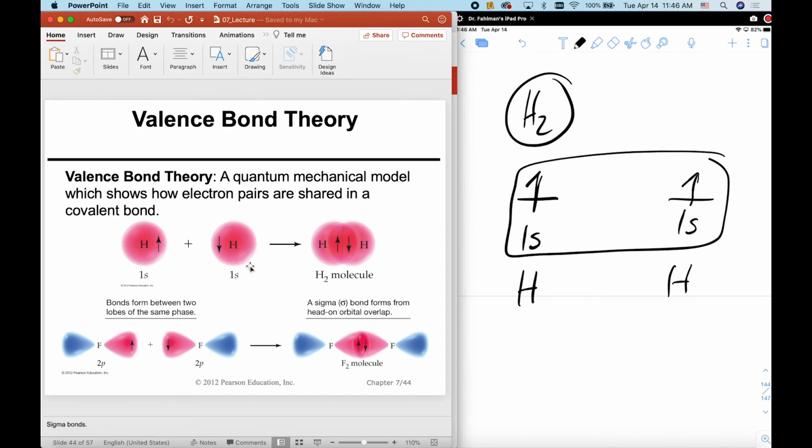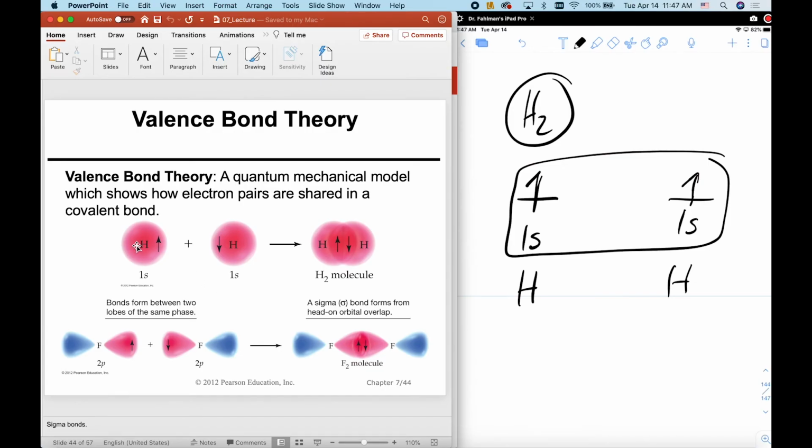Okay, so 1s orbitals are these spheres, and so we pair them up. We've got an electron spin up, and then the other can spin down so that those electrons are paired, and it forms a bond. You've got 2 electrons in between those 2 hydrogens. If you have head-on overlap of these orbitals, it's called a sigma bond. So head-on orbital overlap is sigma.